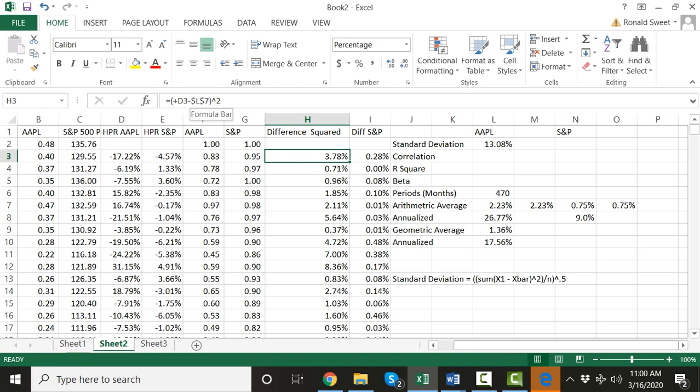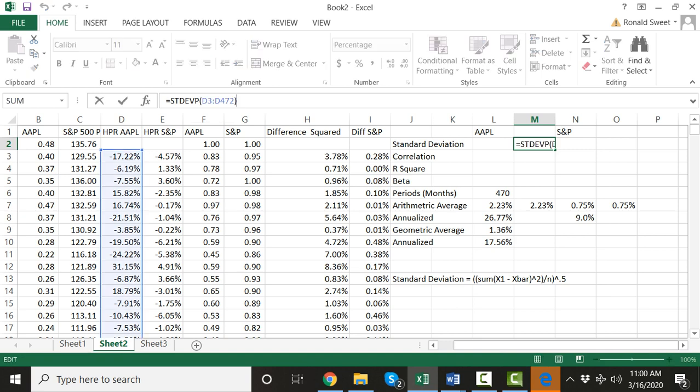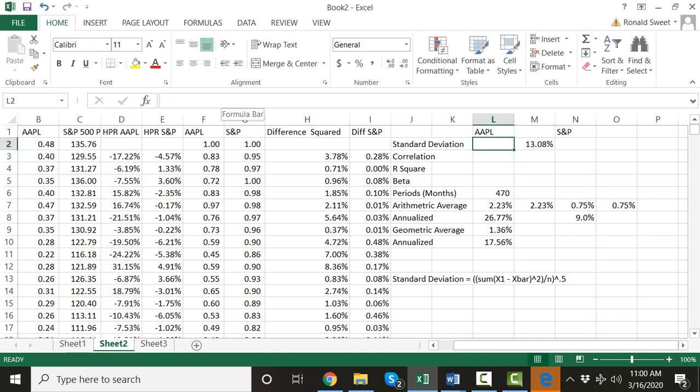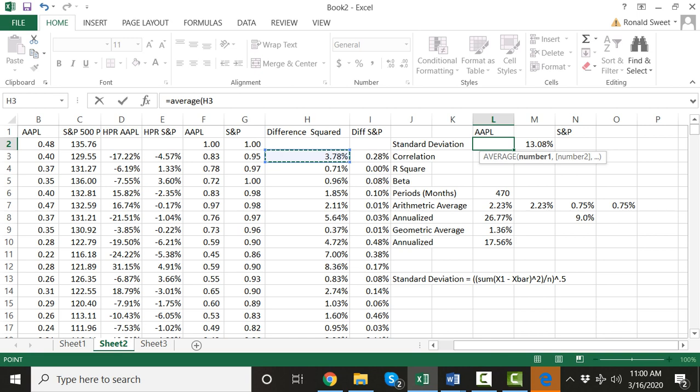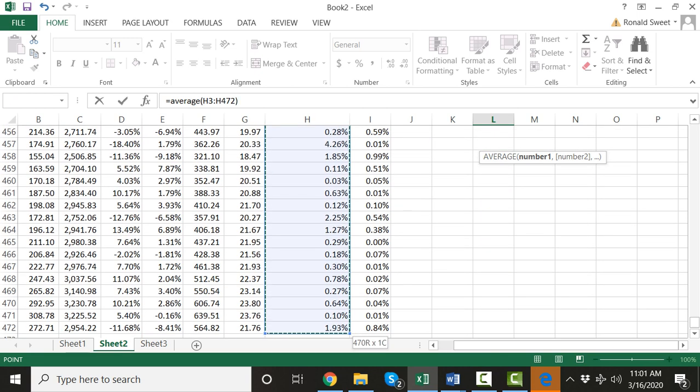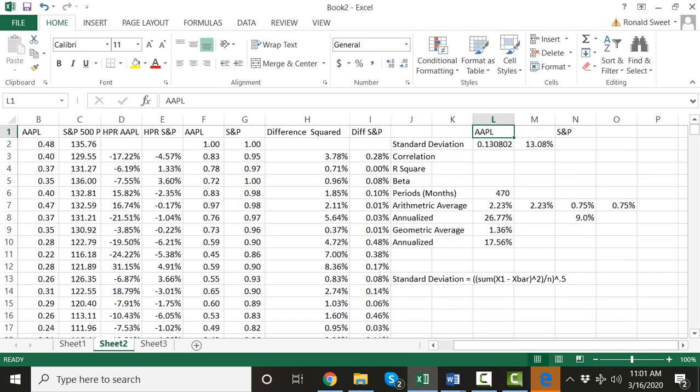And so if you think about standard deviation, there's the formula in Excel. It's STDEVP, open parentheses, and you highlight all of the cells. Let's see if we can calculate that manually. So we're going to do equal average, the average of all these differences. And we'll take the square root of that, raise it to 0.5. And let's see if we got the same answer. It looks like we did. So that looks good. That gives us the exact same answer.